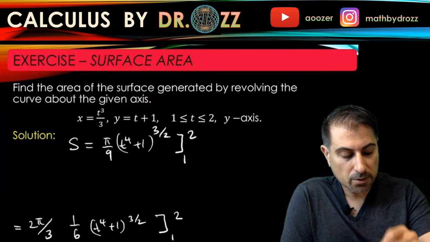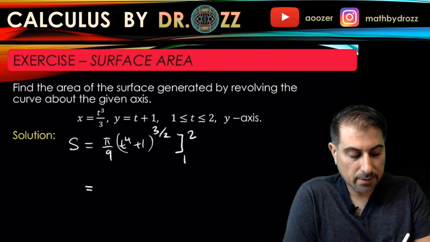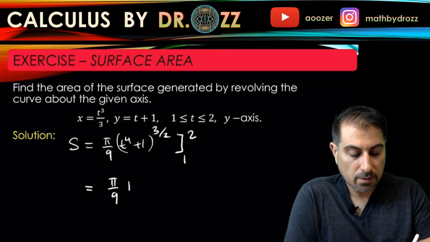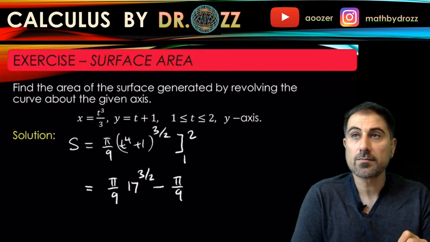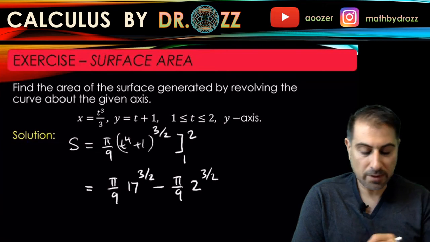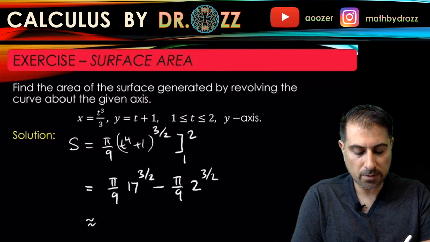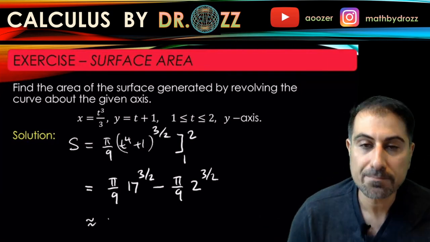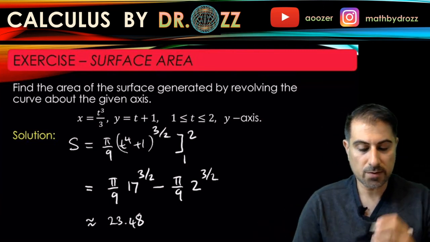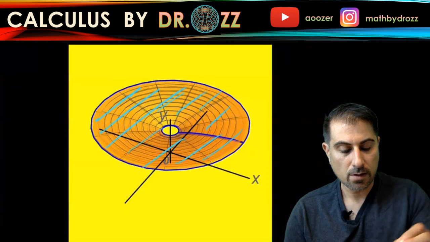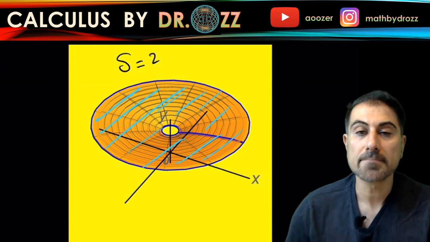So let's plug in 2. So you have 17 to the power of 3/2. And we are plugging in 1, so this is 2 to the power of 3/2. So this is the exact expression, but if you want an approximation for this and use your calculator, you're going to get something like 23.48. So the surface area I mentioned earlier is 23.48 units.